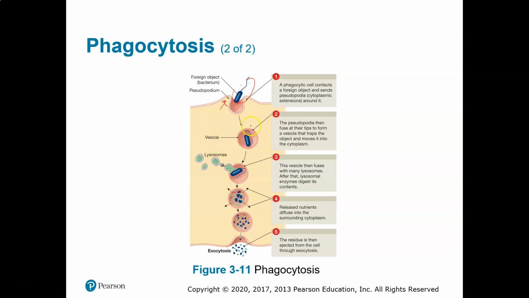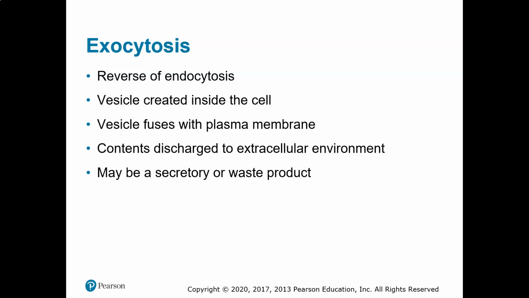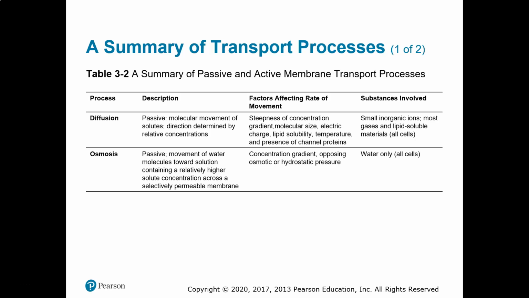phagocytosis. Once it is inside of a vesicle that pinched off from the plasma membrane, a lysosome fuses with it. That lysosome breaks down or digests the bacteria, of course, killing it. And then exocytosis causes the vesicle to fuse back in with the plasma membrane and to release the waste products of the digestion of the bacteria. Exocytosis is the reverse of endocytosis. It just means that a vesicle fuses with the plasma membrane and excretes a product.